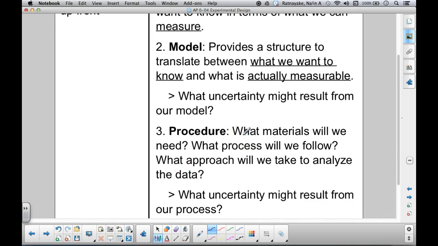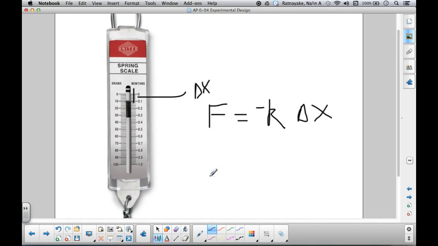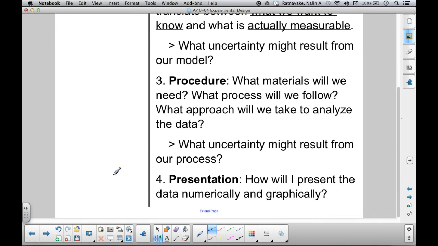We want to think about what uncertainty might result from our model. This typically results in a systematic error, and I talk about that in an earlier video. Review that if you need to. But we can result in several errors just from the way that we structure our model. In this example over here with the spring scale, if I haven't measured this spring constant correctly, then I'm not going to have a proper relationship between displacement and force. I will have a systematic error in my model, and I'm not actually going to be recording the right force for the amount of displacement. So we need to think about that.